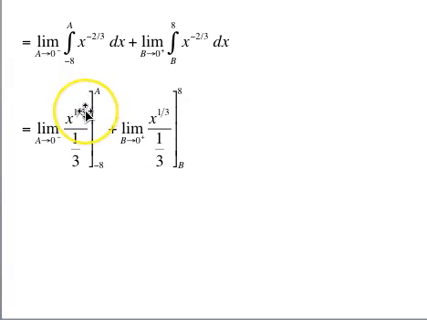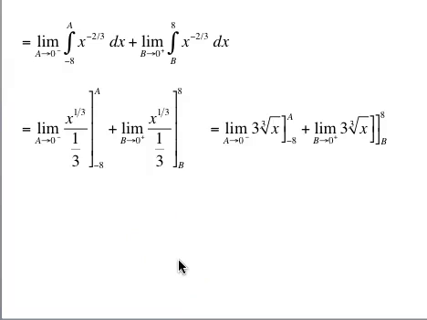Now x to the 1/3 is really cube root of x. Divided by 1/3 is the same as multiplying by 3. So we can think of this as the limit as a goes to 0 from the left of 3 times the cube root of x, as x is ranging from -8 to a. Over on this side, the limit as b goes to 0 from the right of 3 times the cube root of x, as x goes from b to 8. This will be 3 cube root a minus 3 cube root -8. This will be 3 cube root 8 minus 3 cube root b.